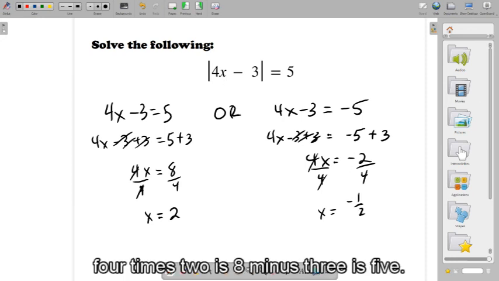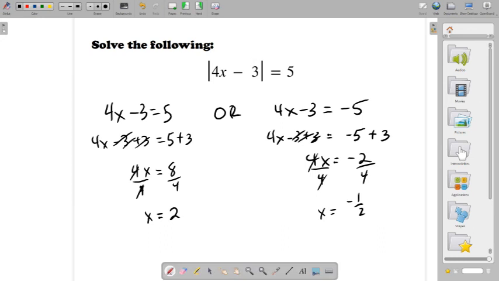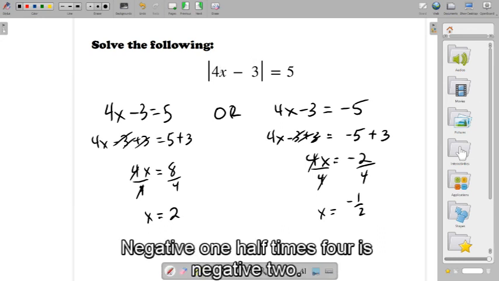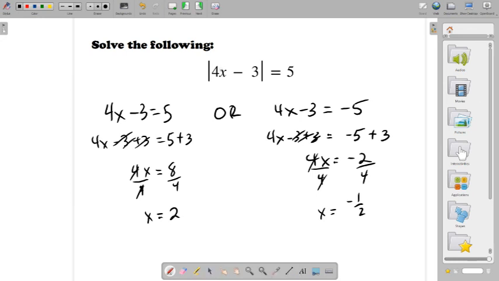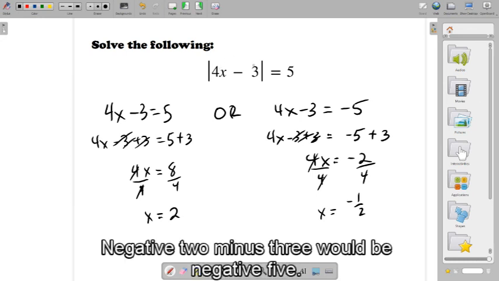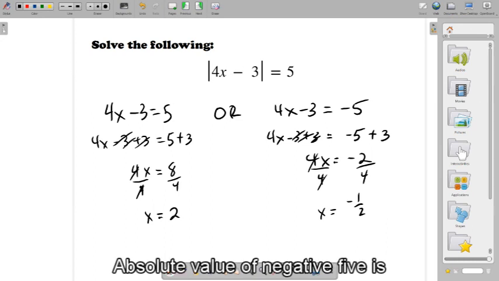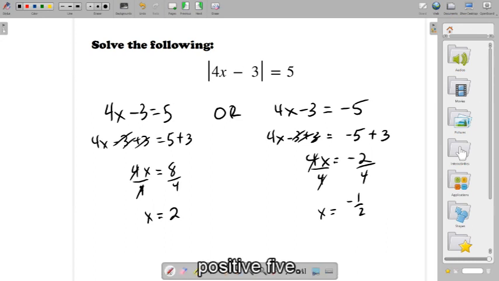4 times 2 is 8. 8 minus 3 is 5. Absolute value of 5 is 5. Negative 1/2 times 4 is negative 2. Negative 2 minus 3 would be negative 5. Absolute value of negative 5, positive 5.